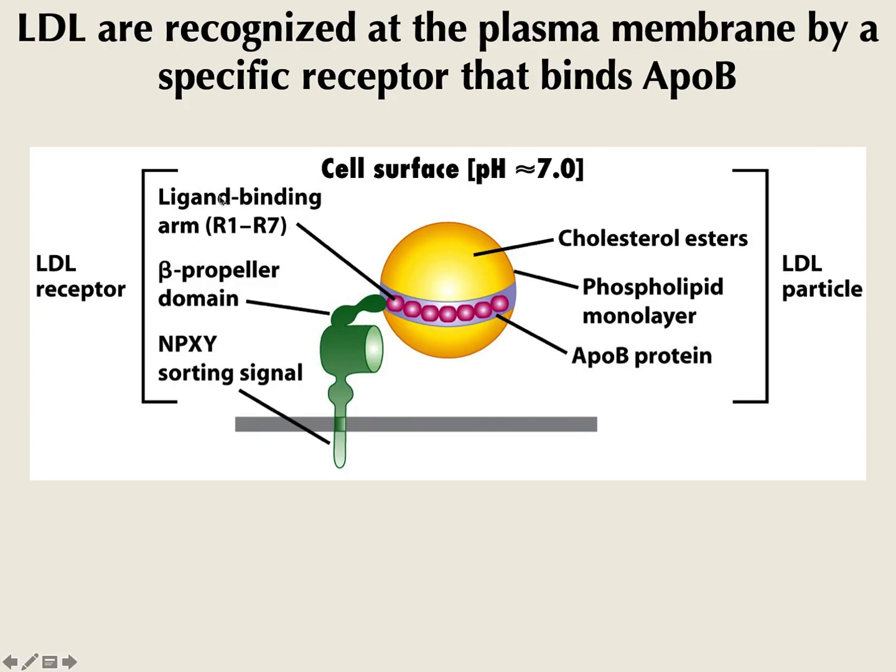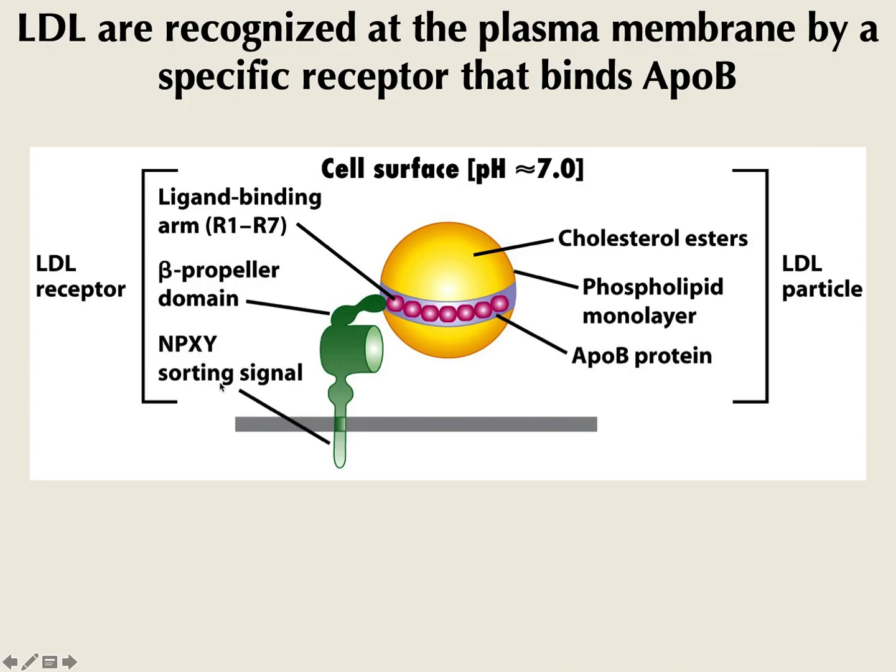So now that's the receptor. I want to emphasize a few features of the receptor that make this work. The first one is the ligand binding arm. We're going to talk about the propeller domain in a couple of seconds. And the other one, very important, is this NPXY sorting signal.